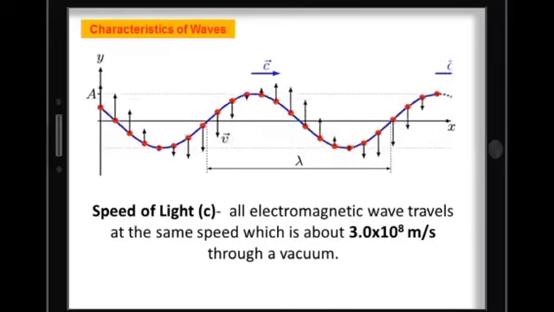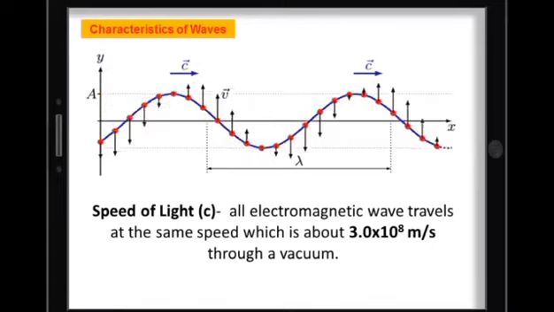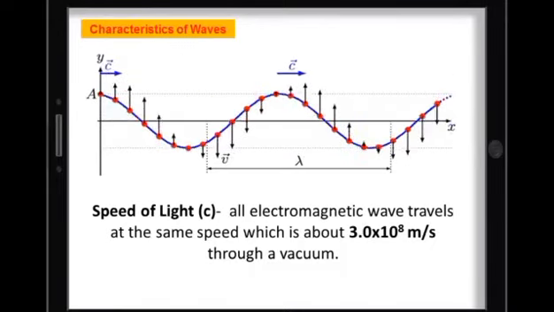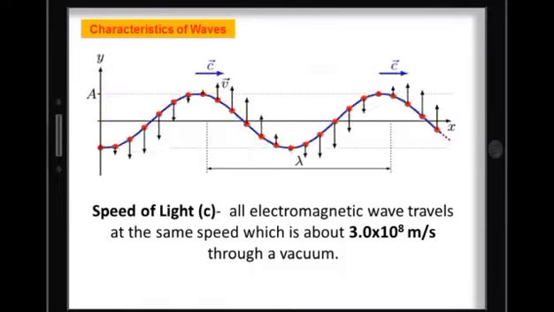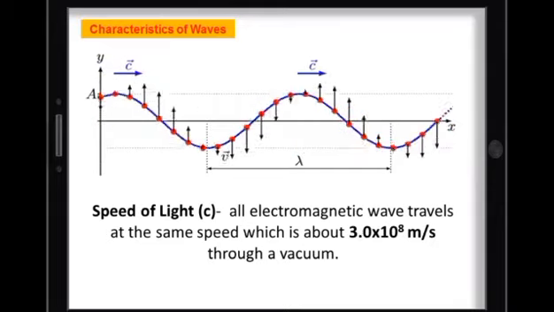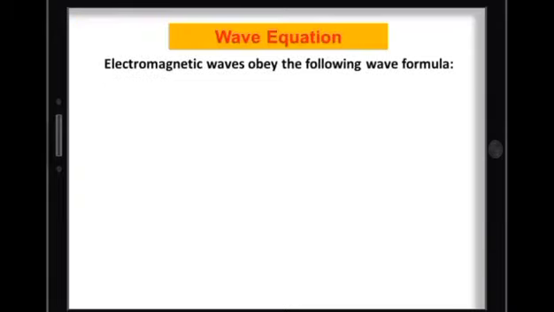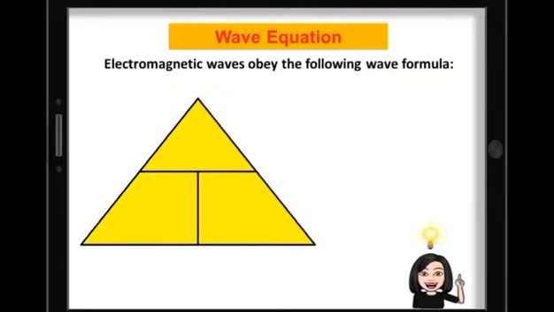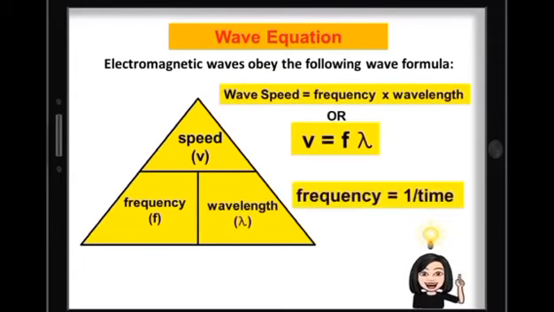Remember also that all electromagnetic waves travel at the same speed, which is about 3 × 10⁸ meters per second through a vacuum. As you further understand our lesson in EM waves, please take note of the following wave equation. Electromagnetic waves obey the following formula. This triangulation method helps us understand the wave equation, which is wave speed is equal to frequency multiplied by wavelength.